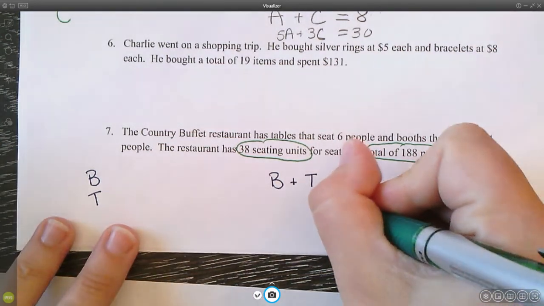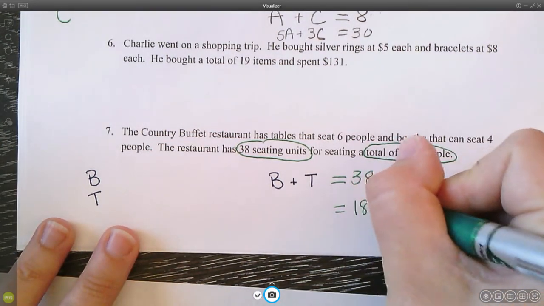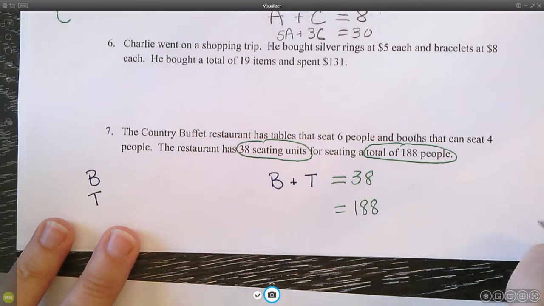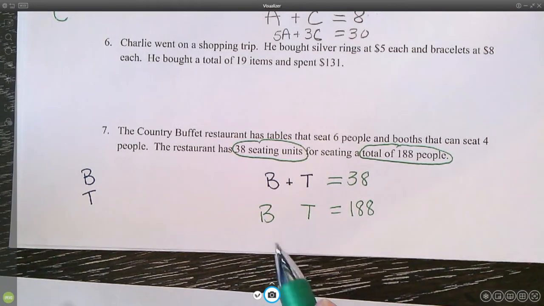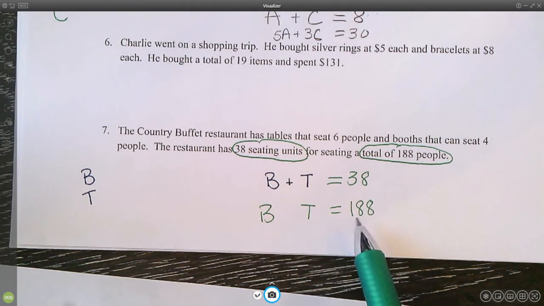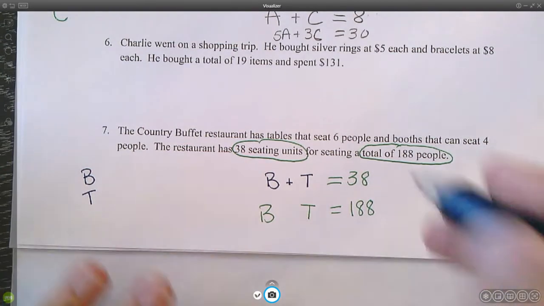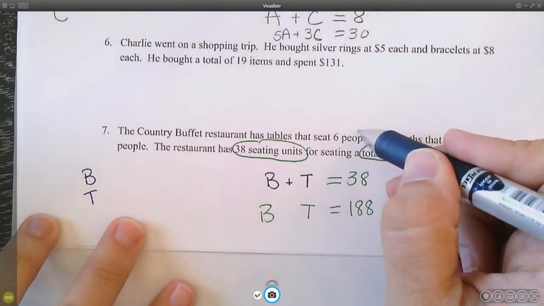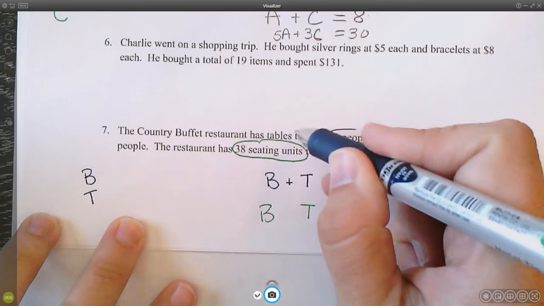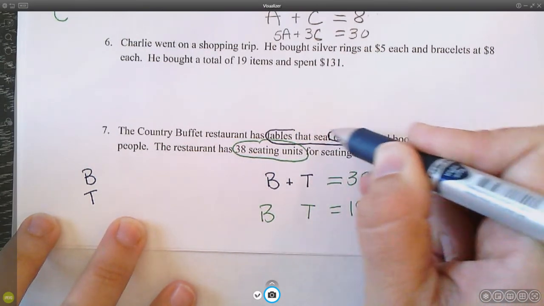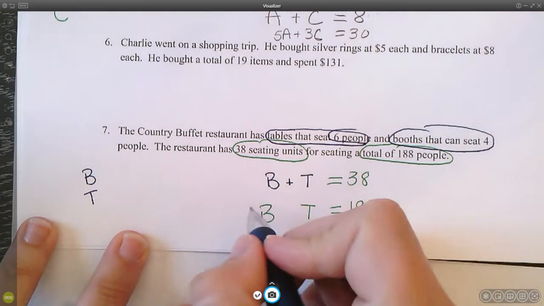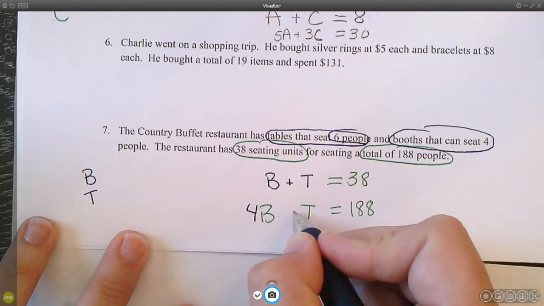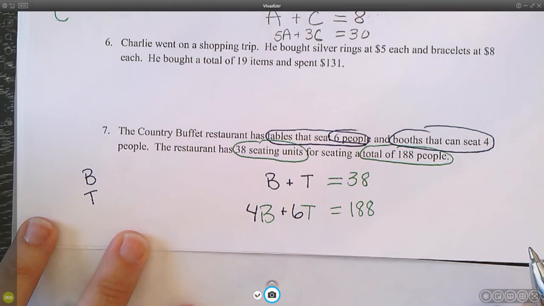Okay, the other total that we have is 188 people. Well, we know the variables we're going to use are B and T. But if you take booths plus tables, you're not going to get the number of people. We still have to do something with the number of people that can fit at a booth, and that can fit at a table. So 4 people can fit at a booth, and 6 people can fit at a table.